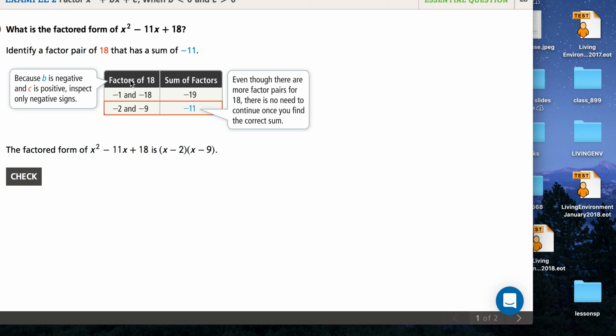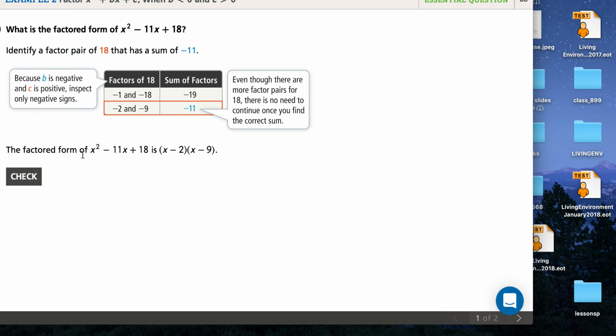What are the factors of 18? It's negative 1 and negative 18, because negative 1 times negative 18 gives us positive 18. And negative 2 and negative 9, because negative 2 times negative 9 gives us positive 18. The sum of negative 1 plus negative 18 gives us negative 19, and negative 2 plus negative 9 gives us negative 11. So the pair that gives us the product of 18 and the sum of negative 11 is the second pair, negative 2 and negative 9.